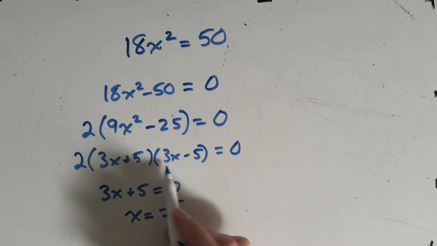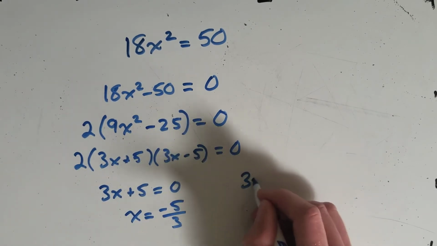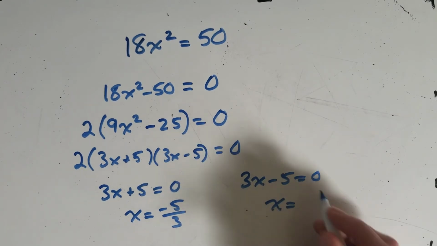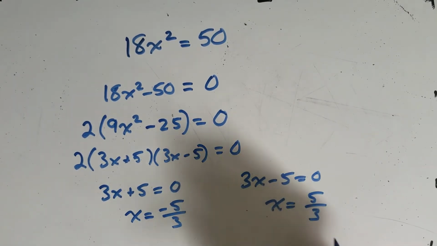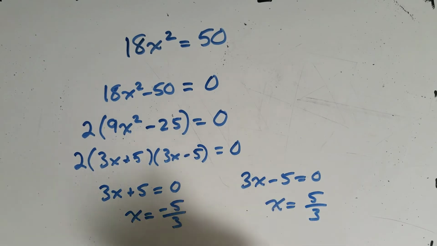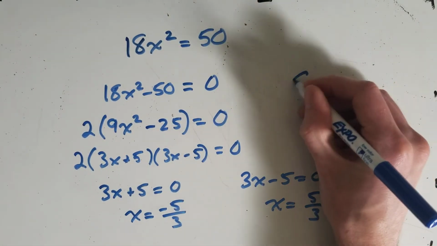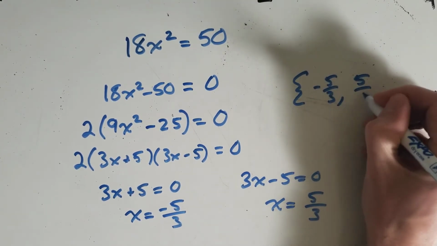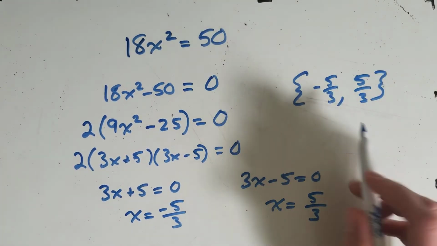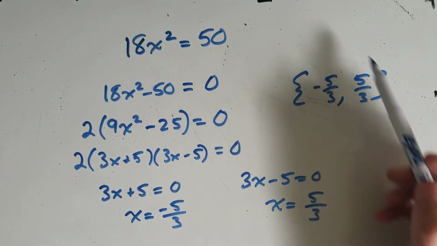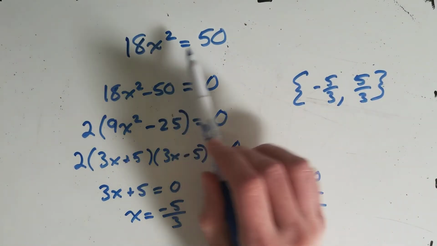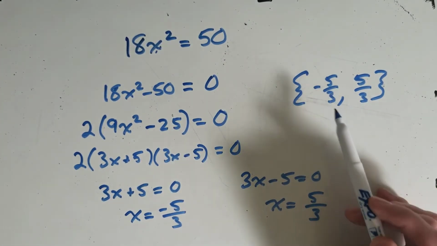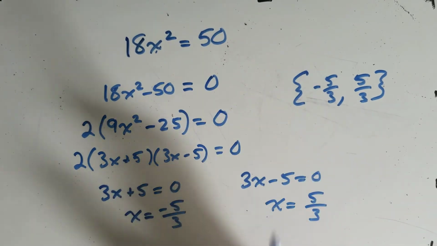We also have the possibility that this second binomial equals 0. So 3x minus 5 equals 0. And when you solve for x, you'd add your 5 and divide by your 3. So x could be positive 5/3. Those are going to be our 2 possibilities here: negative 5/3 and positive 5/3. So we have 2 solutions for this. And again, going back to the original, our highest degree in the equation is 2, so we could have up to 2 solutions for that equation. And these are the 2 solutions for us.